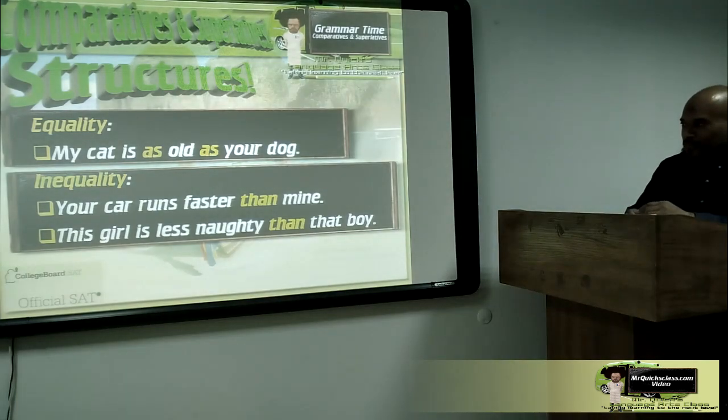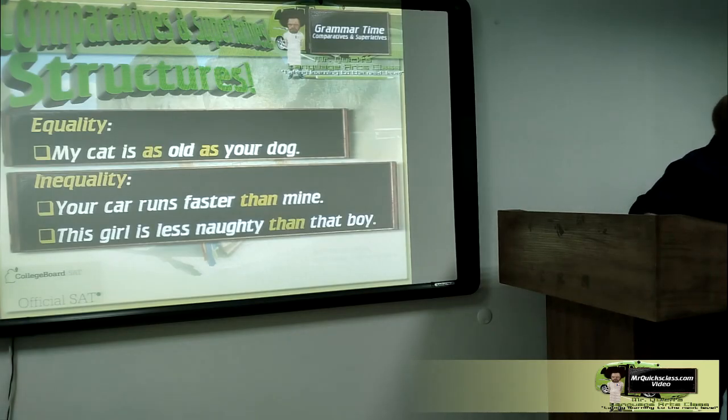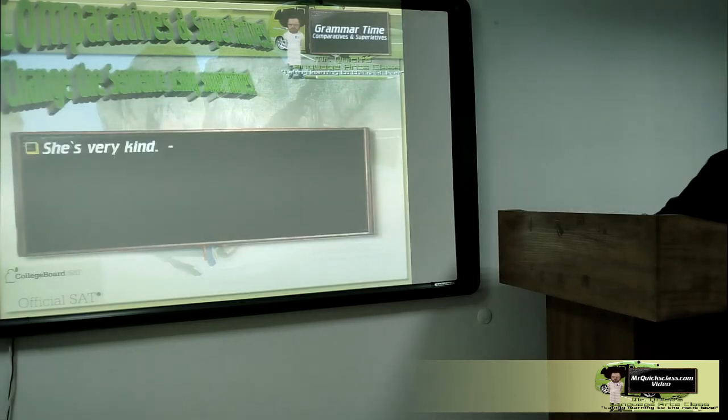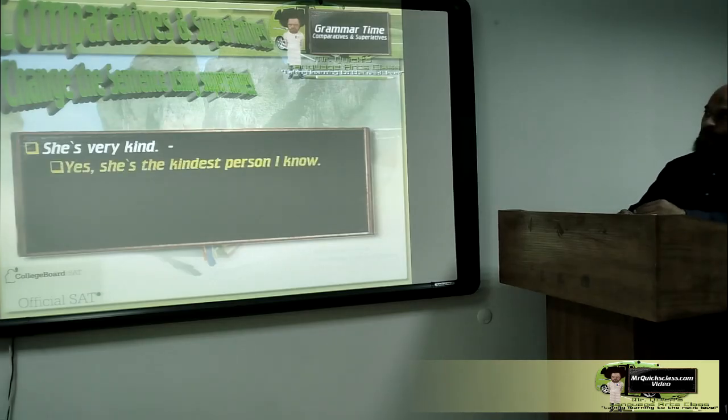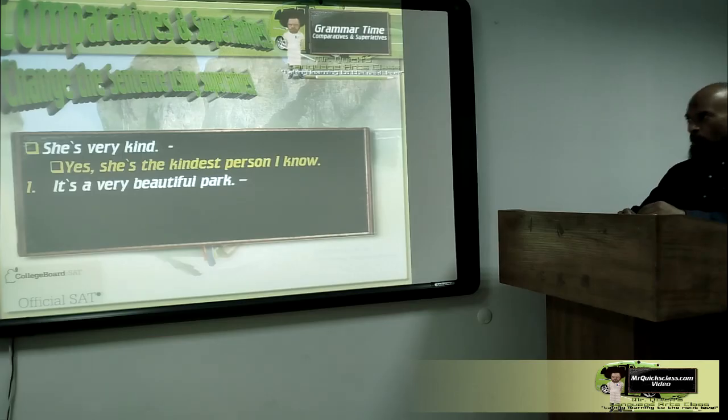Inequality. The girl is less naughty than that boy. Yes. The girl is less, showing inequality here in actually a very positive way. Inequality is usually seen as something negative. All right, so now she's very kind. Yes, she's the kindest person I know. Somebody help me with this one. It's a very beautiful park. Quite. He's very polite.